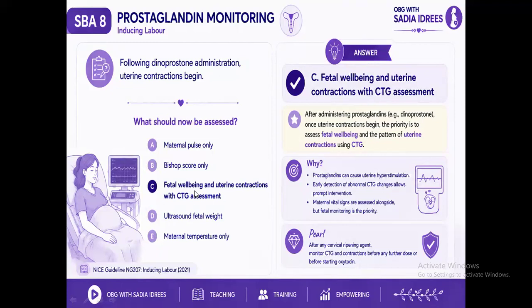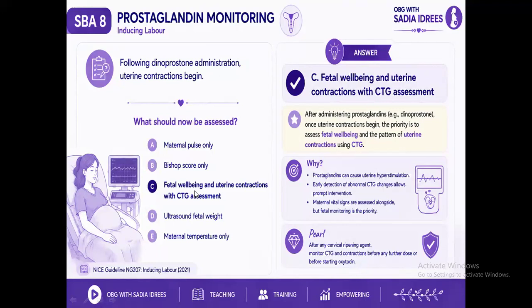This is an extremely important safety point. After dinoprostone or misoprostol, when contractions begin, assess the fetal well-being and uterine activity. Why both? Because prostaglandins can cause excessive uterine activity or hyperstimulation. And if contractions become too frequent or prolonged, uteroplacental perfusion can be compromised, which may produce fetal heart rate abnormalities.